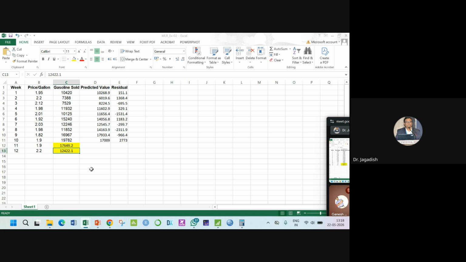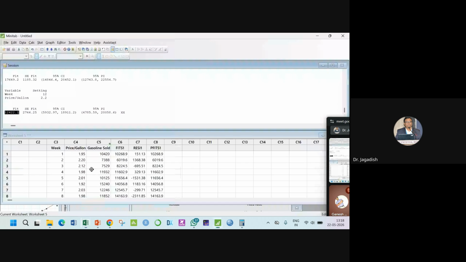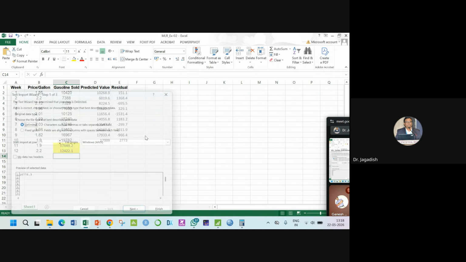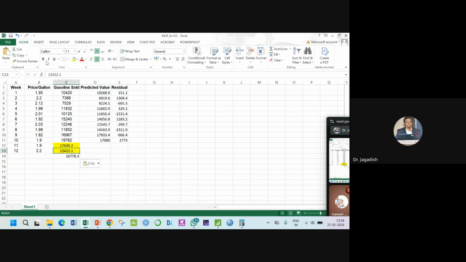Now if you see 2.1, if I'm keeping the price at 2.1, what is the amount of gasoline sold? Here it is increased again. I have reduced the price, and when I'm reducing the price, what is happening is, it is 2.01 when I'm keeping the price on the 13th week. So I'm increasing the number of sales.